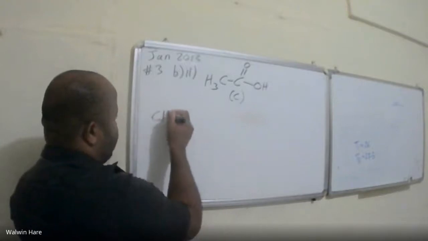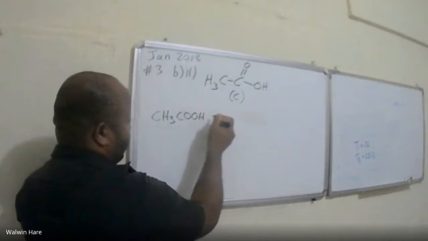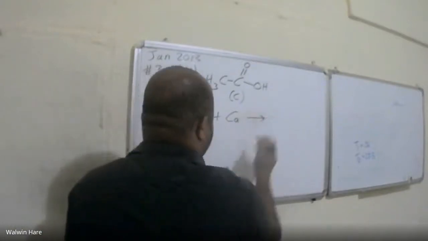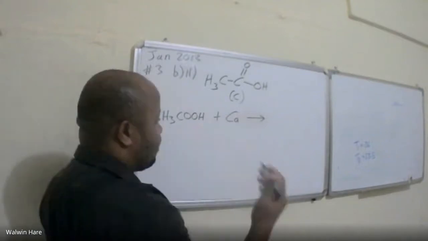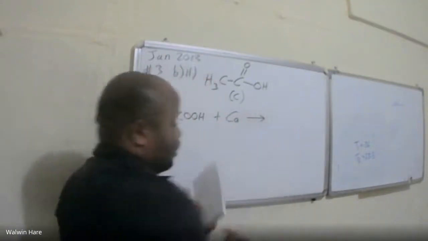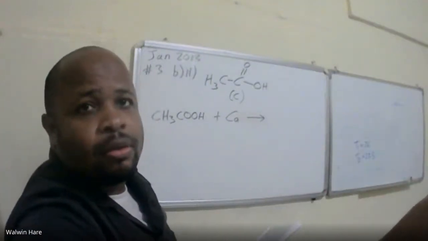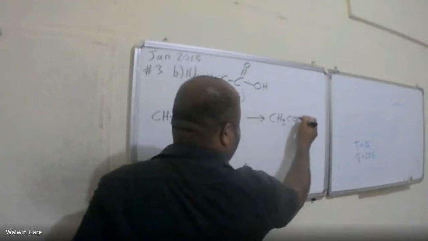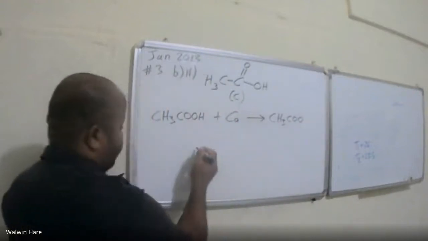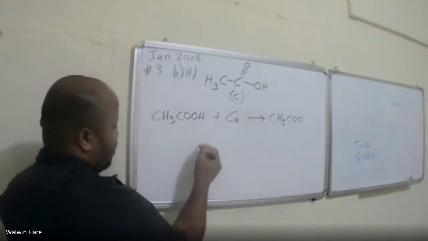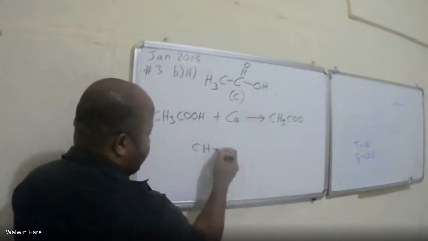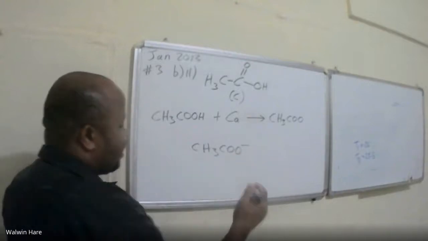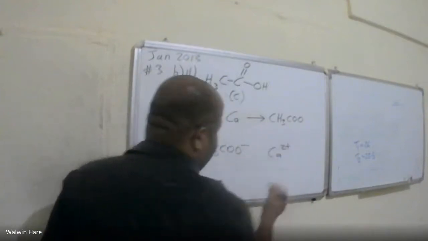So you can do it like this: CH3COOH, and it reacts with calcium metal, right? So when acids react with metal, you will get salt and hydrogen gas. So the salt form is CH3COO. So this is ethanoic acid, right? So if the hydrogen comes off, you will get the ethanoate ion, CH3COO minus. The charge on the calcium ion is Ca2 plus, right?